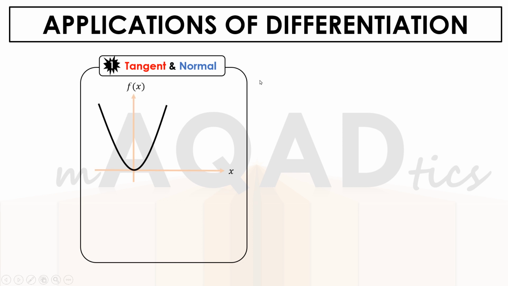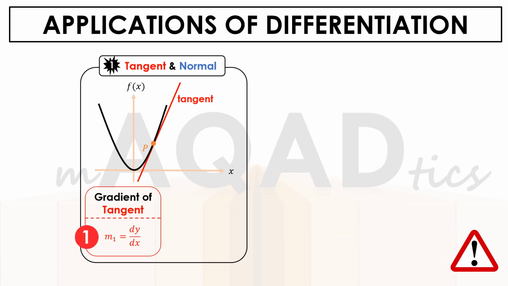So let's say we have this curve and then we have this point. We need to consider the line where it intersects point P but not the other parts of this curve, right? So this line will be known as the tangent. There are 2 things we need to remember. The first thing is the gradient of tangent, or m, is equal to dy over dx. The gradient of this straight line is dy over dx at this point P, right?